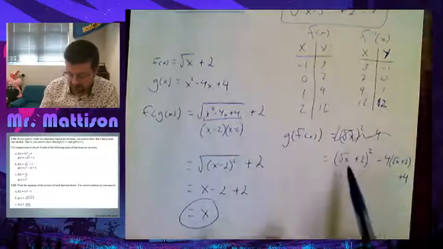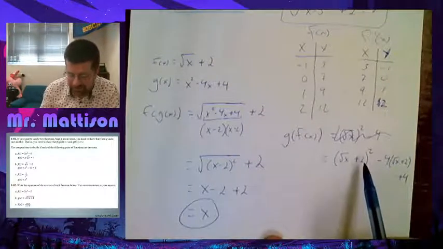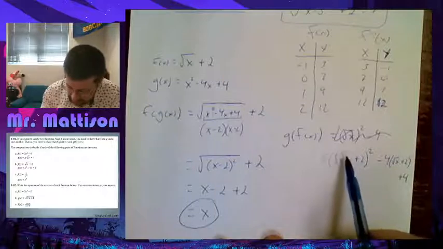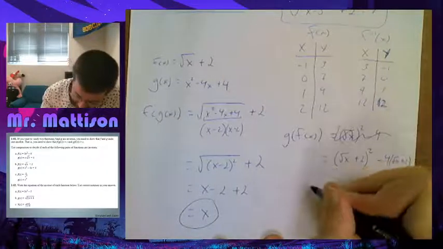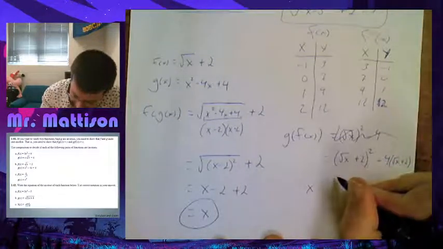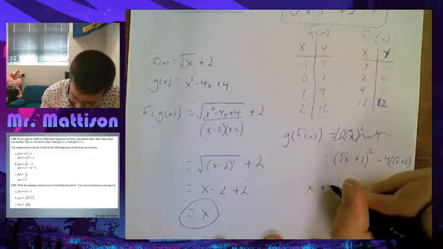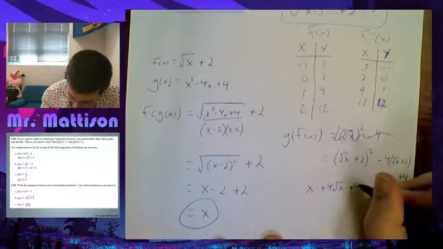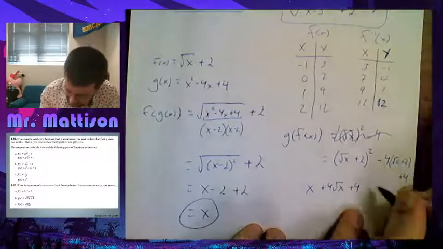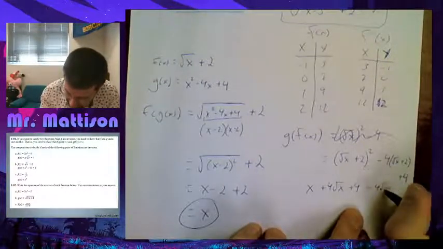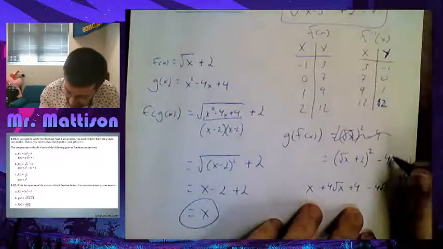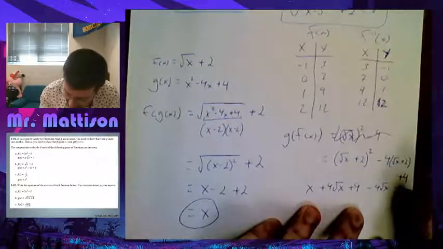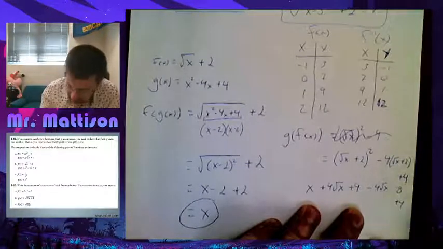So let's multiply this out. This is where it gets a little bit nasty, but it's not too bad. If I FOIL this out, I will get x, and then 2 rad x plus 2 rad x is plus 4 rad x, and then 2 and 2 is 4. And then here, this would be a negative 4 times rad x. Negative 4 times 2 is a negative 8, and then I have the plus 4.